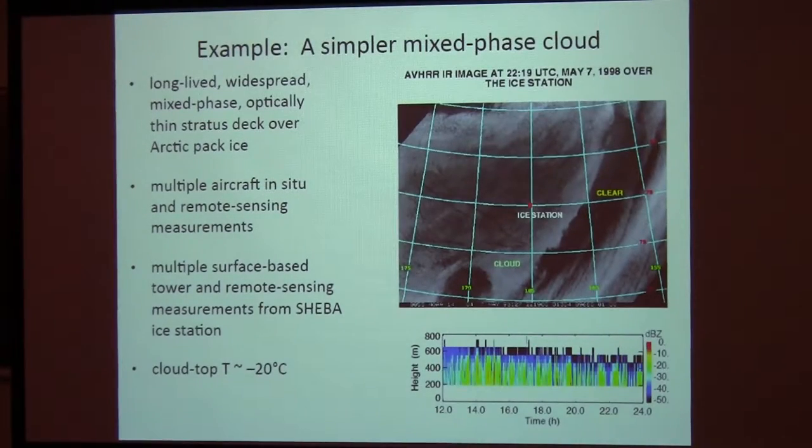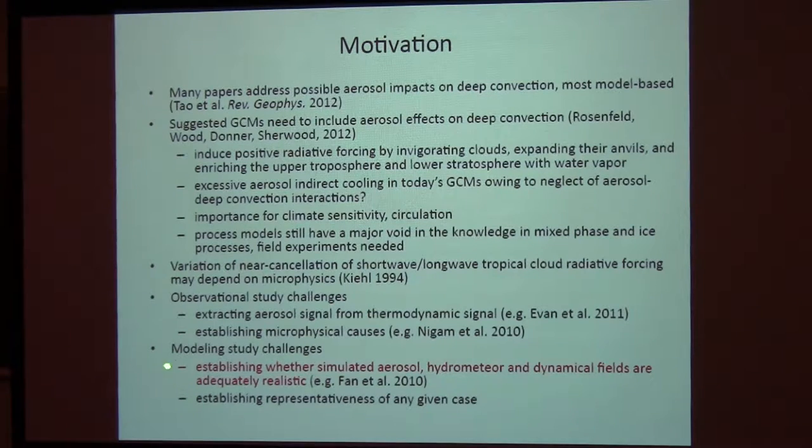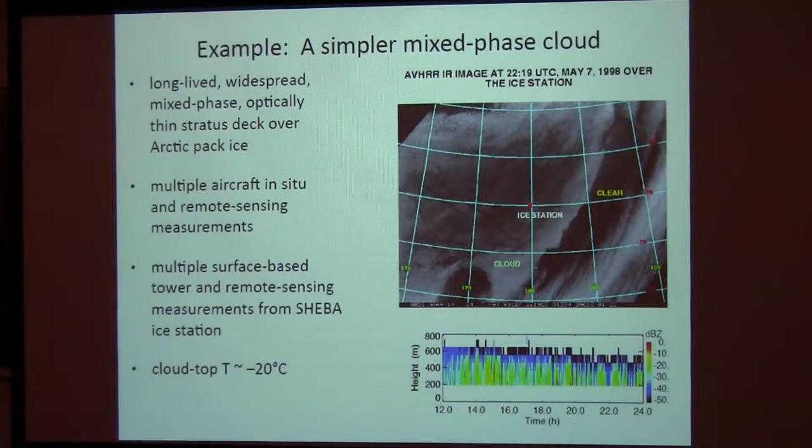So what do I mean? I picked out this one in red because this is really what I've been working on: establishing whether simulated aerosol hydrometeor dynamical fields are adequately realistic. I want to give an example of a case to show what I mean. Here's an example from an Arctic mixed phase cloud.